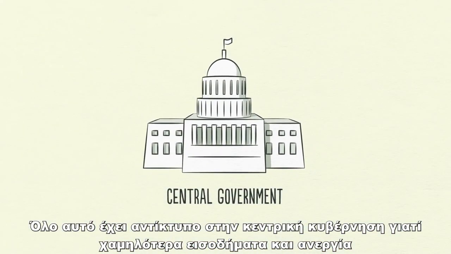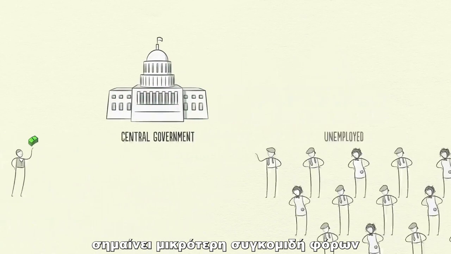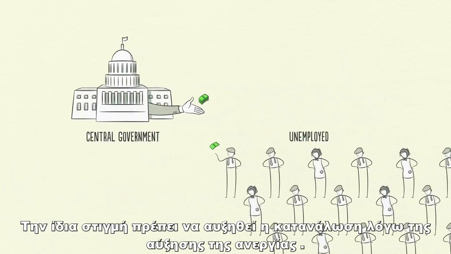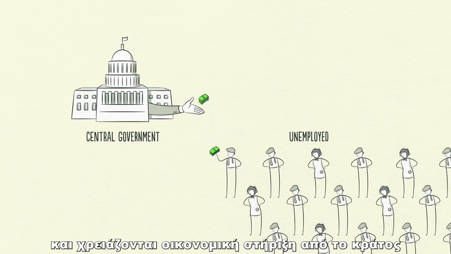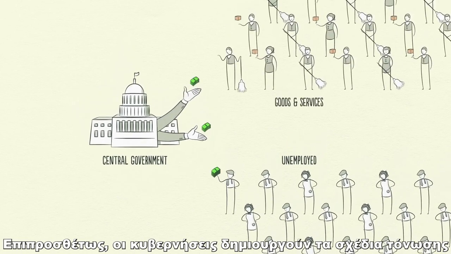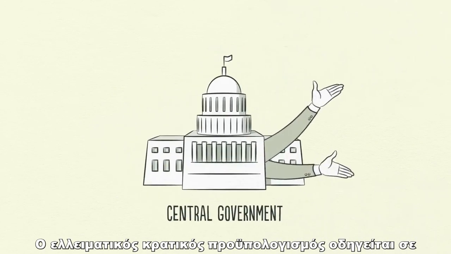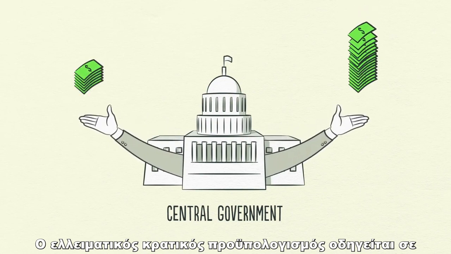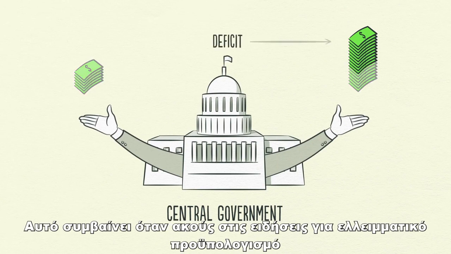All of this impacts the central government because lower incomes and less employment means the government collects fewer taxes. At the same time, it needs to increase its spending because unemployment has risen. Many of the unemployed have inadequate savings and need financial support from the government. Additionally, governments create stimulus plans and increase their spending to make up for the decrease in the economy. Governments' budget deficits explode in a deleveraging because they spend more than they earn in taxes. This is what's happening when you hear about the budget deficit on the news.